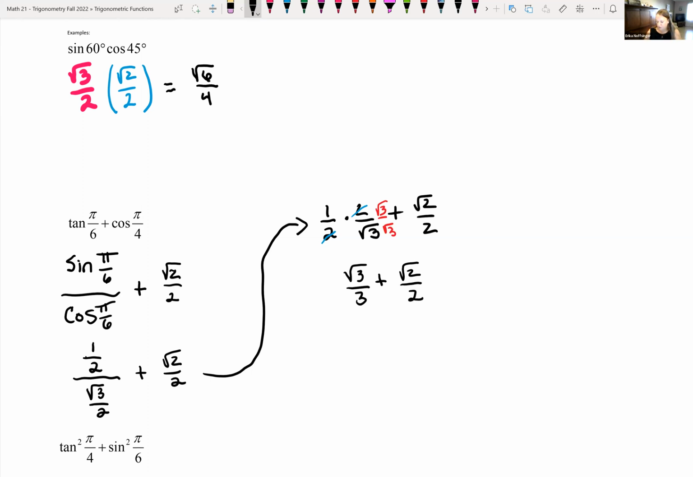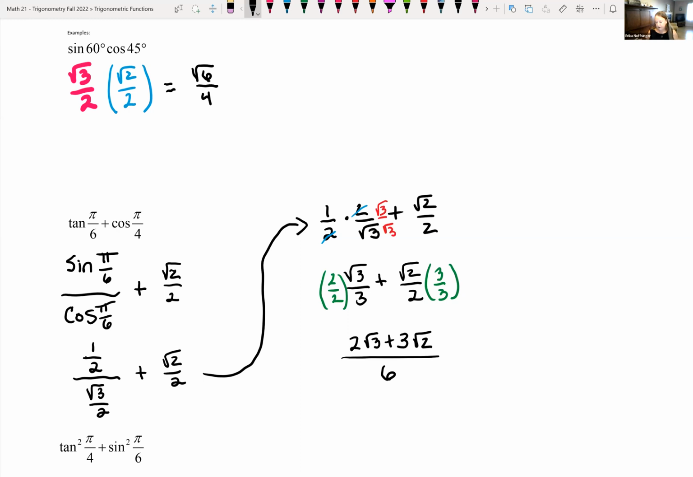Common denominator would be 6. So getting a common denominator, I would need to multiply that first fraction by 2 over 2, and I would need to multiply that second fraction by 3 over 3. And so when we do this, we have a common denominator of 6. So we can put this all over 6. We have 2 root 3 plus 3 root 2 all over 6.